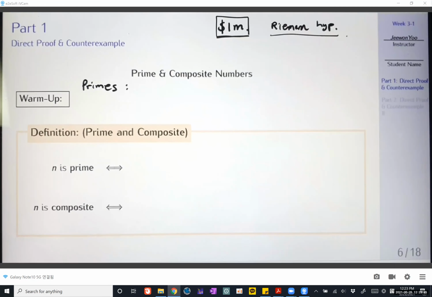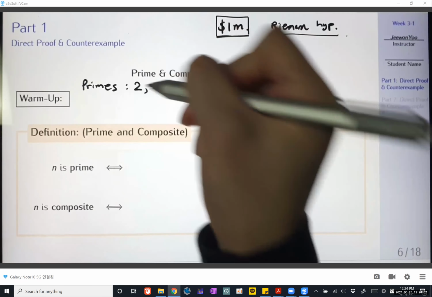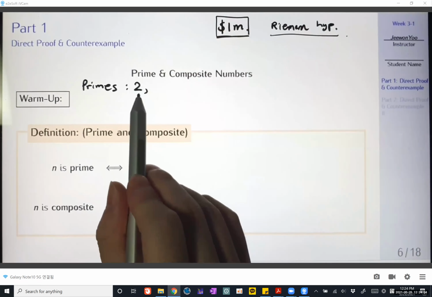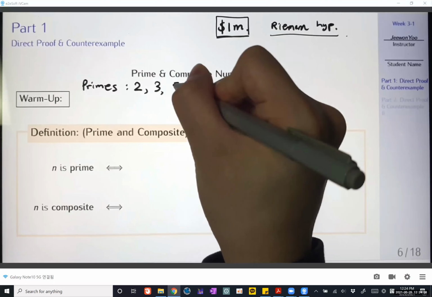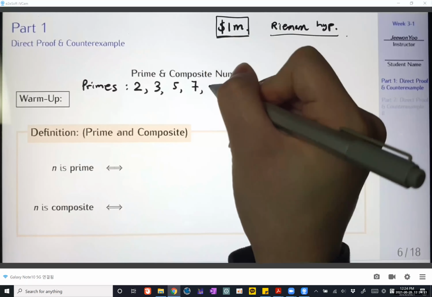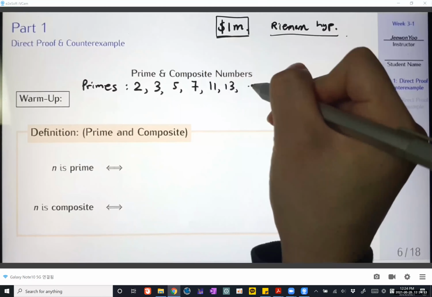Okay, good. As a warm up, everyone, what is the smallest prime number? The smallest prime number is 2. Do you agree? And that's the only even prime number. Everything else is odd, like 3, 5, 7, 11, 13, and so on.